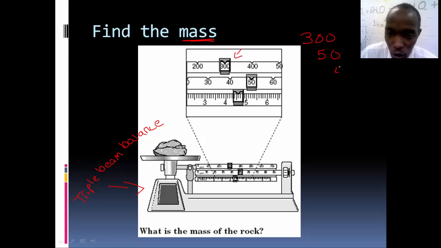So we have 4.6. How did I say 4.6? Because this is the whole number, 4, and each one is a tenth. So 4.1, 4.2, 4.3, 4.4, 4.5, 4.6. Add them up: 354.6 grams. Remember the unit of measurement, grams.